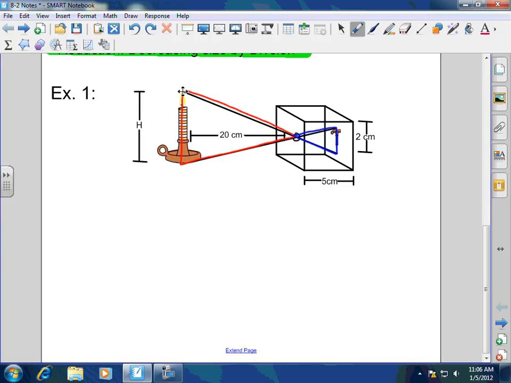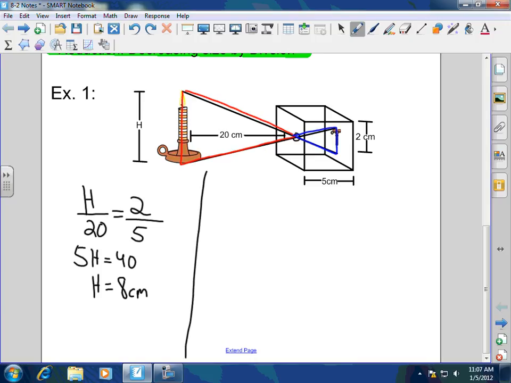Okay? You can say height of the large triangle, which is what we don't know, to the distance from the large candle to the pinhole, which is 20. And you make a proportion, you set it equal to the height of the smaller candle in this case, to the distance of the smaller triangle. And now you just cross multiply. 5h equals 40. So the height of the candle is 8 centimeters.